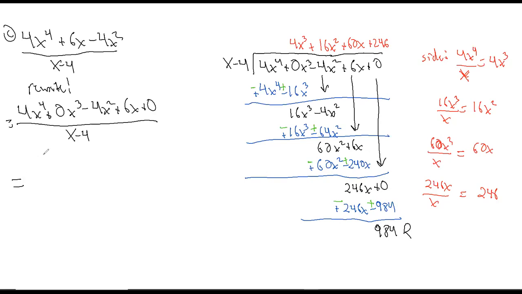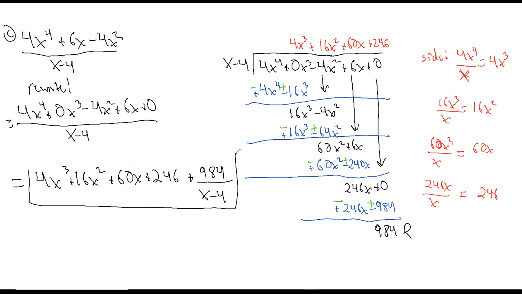So our answer is the quotient, which was in red: 4x cubed plus 16x squared plus 60x plus 246, then plus the remainder of 984, not all over, just the 984 is over the denominator of x minus 4. There we are.